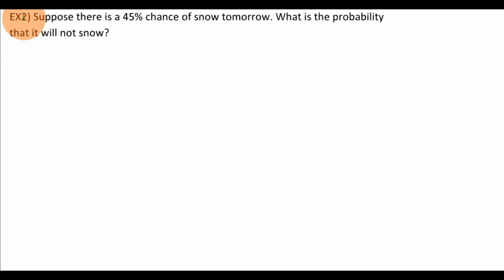Alright guys, let's take a look at this next example here. Suppose there is a 45% chance of snow tomorrow. What is the probability that it will not snow? A lot of key information to highlight. So we can see there's a 45% chance of snow tomorrow, and we want to know the probability that it will not snow. So I'm just going to highlight will not snow.